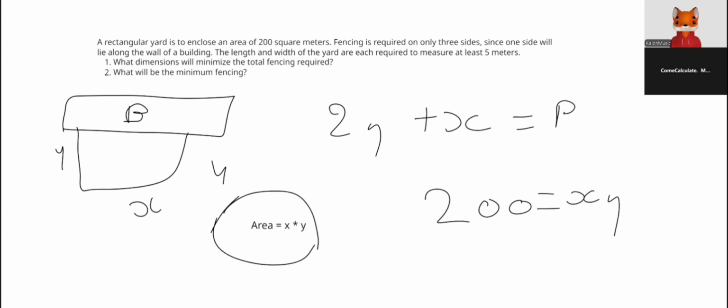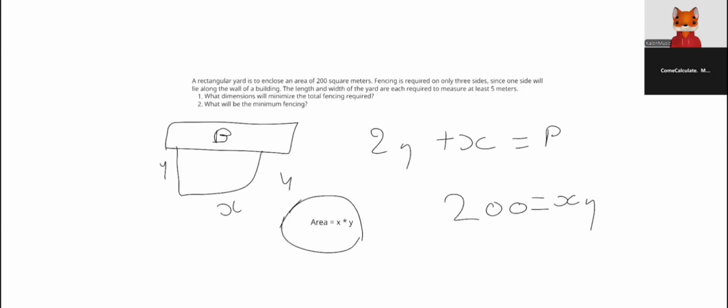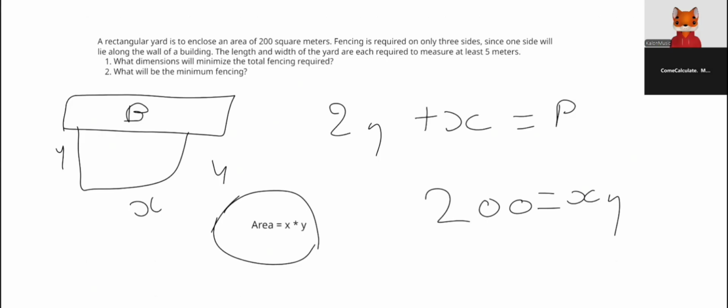We're going to use the constraint to isolate a value. In the constraint equation, you can see we have 200 equals x times y. If we want to isolate a variable, we need to divide by either x or y. We have to divide a variable that is being multiplied. We're going to divide by x, and this gives us 200 divided by x equals y.